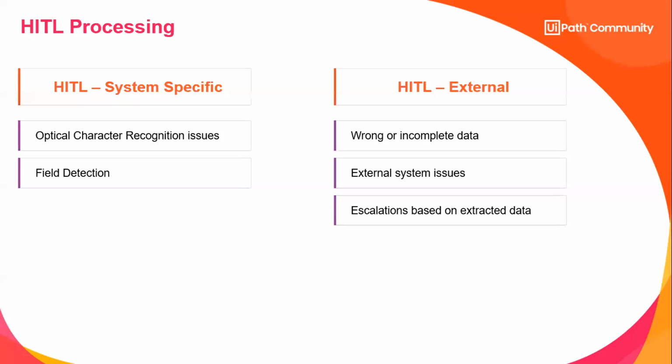And when it comes to the human in the loop part, there are several scenarios where it might not work. One is the OCR issues, like one is detected as I, for example, and it's not able to identify specific fields. Those are system specific.